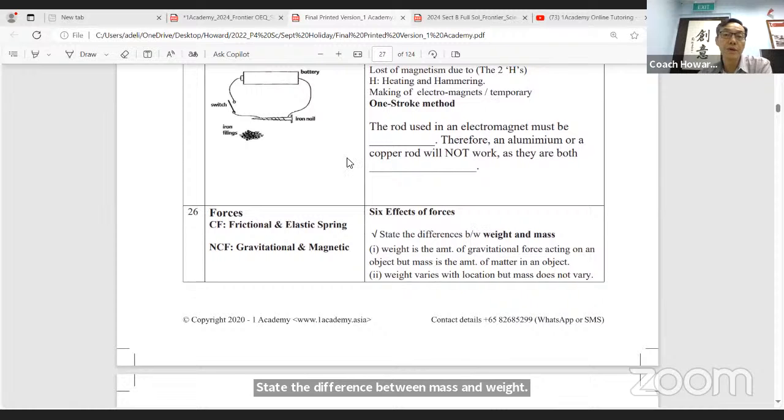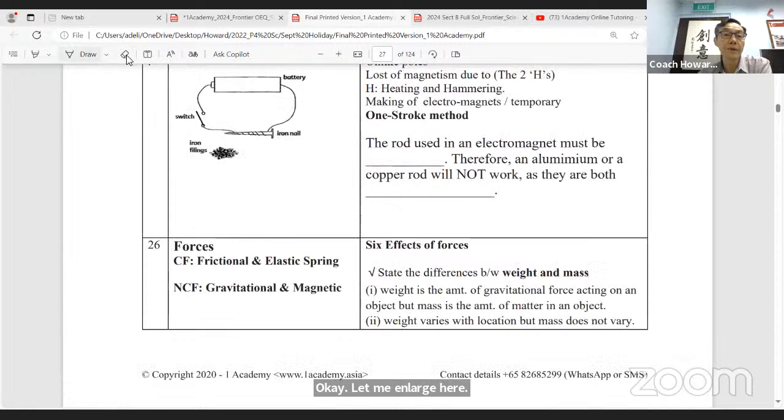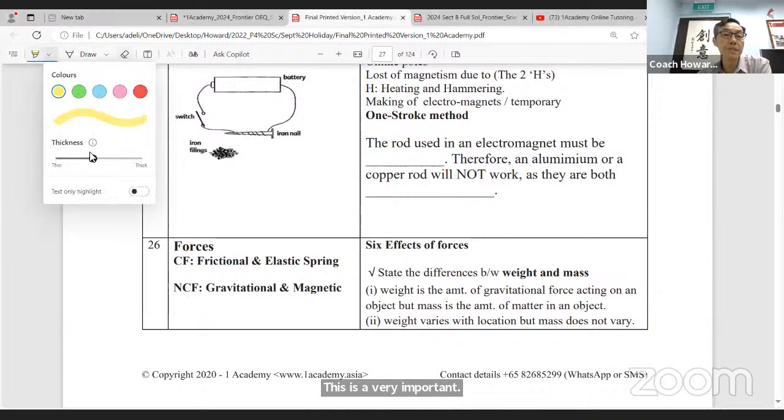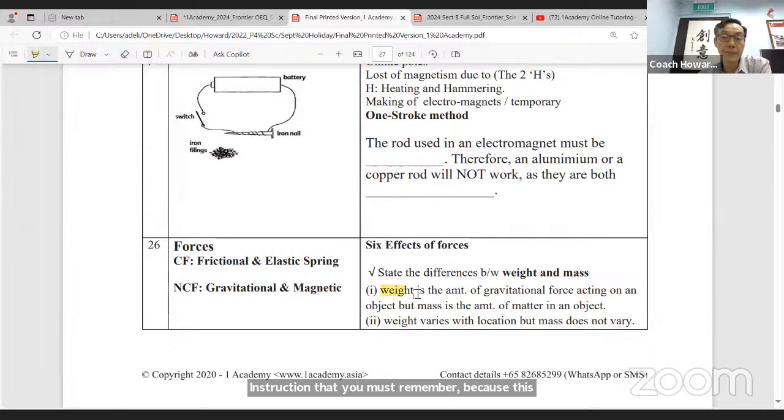For students who are online and on site, this is a very important instruction that you must remember, because this question is not only tested in primary 6, but it may also be repeated in secondary 1. So please jolly well memorize this. Weight is the amount of gravitational force acting on an object. But mass is the amount of matter in an object. So this is the difference between mass and weight.